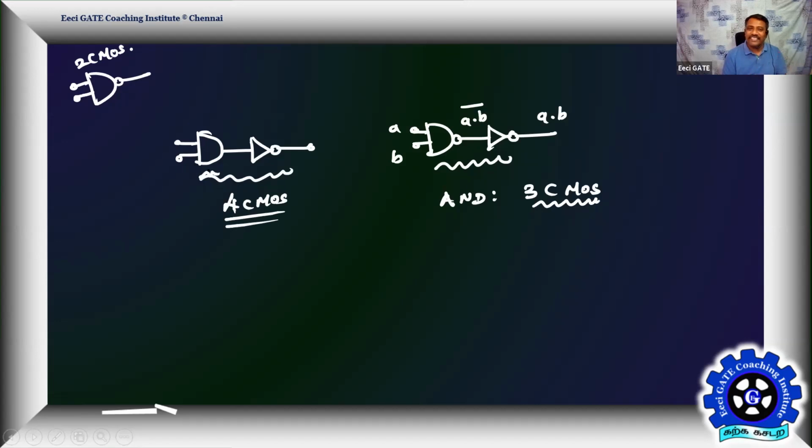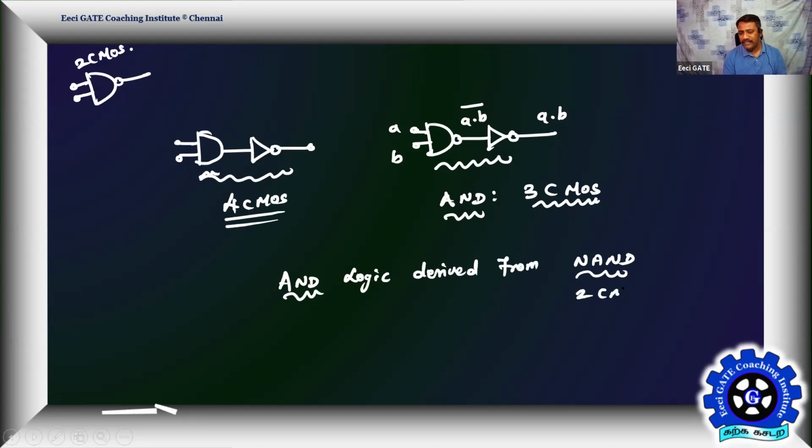So this is what we perceived earlier. What we are implementing is first NAND only, and AND is derived from NAND. So therefore AND is costlier than NAND. Getting everyone? The AND logic gate is derived from NAND. Easy. So NAND demands only 2 CMOS implementation, and AND demands 3 CMOS implementation because it demands additional inverter logic. Easy? Yes.